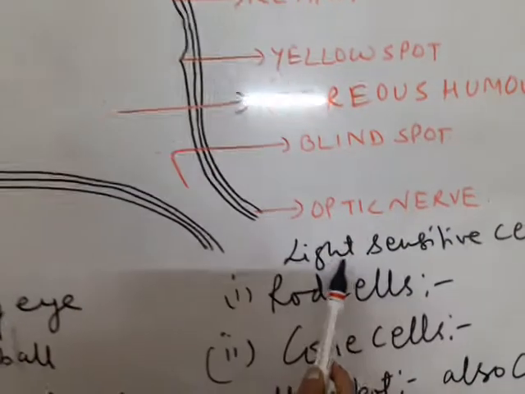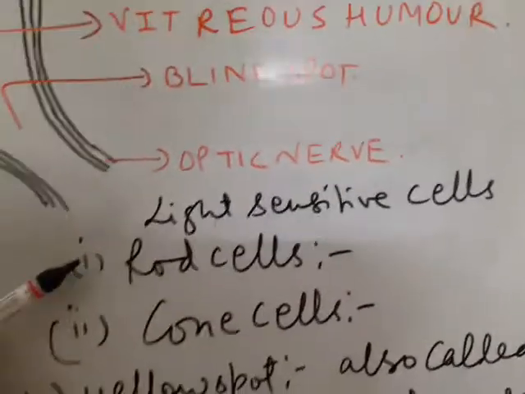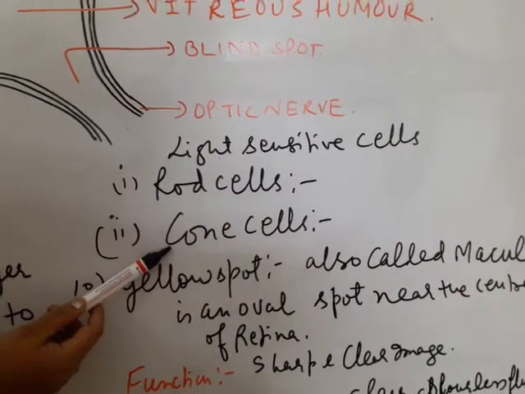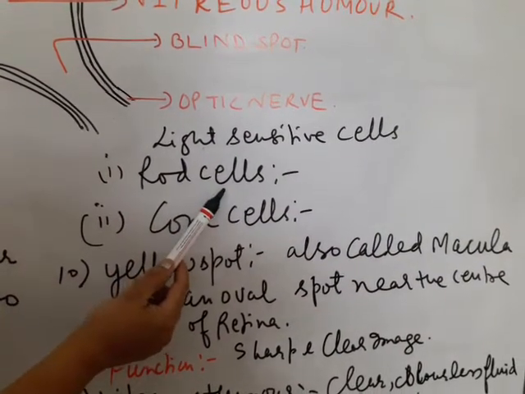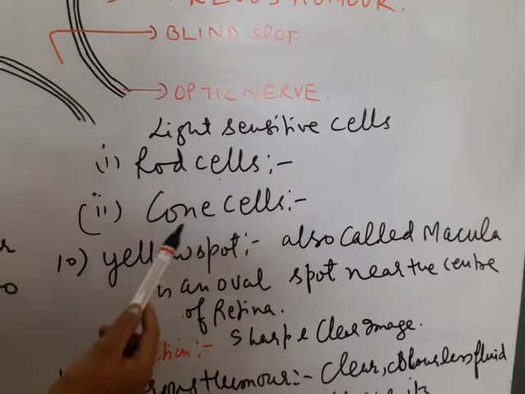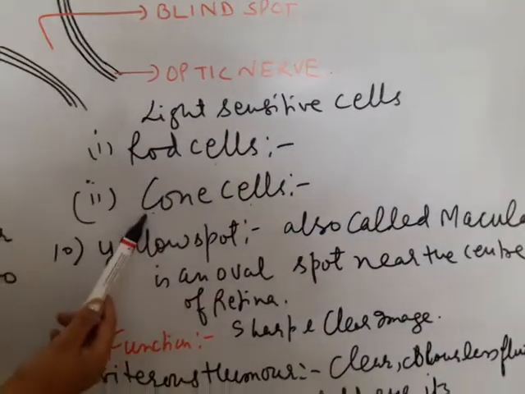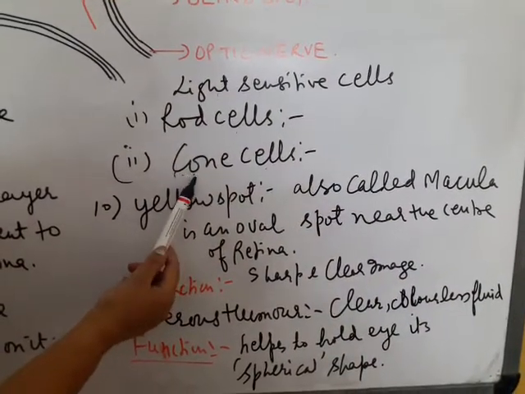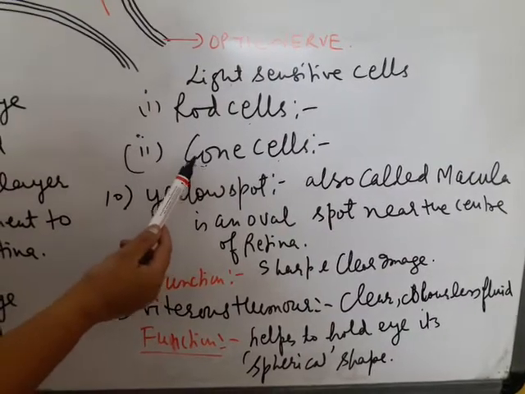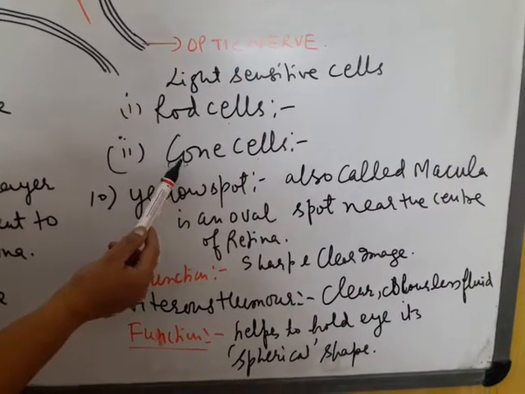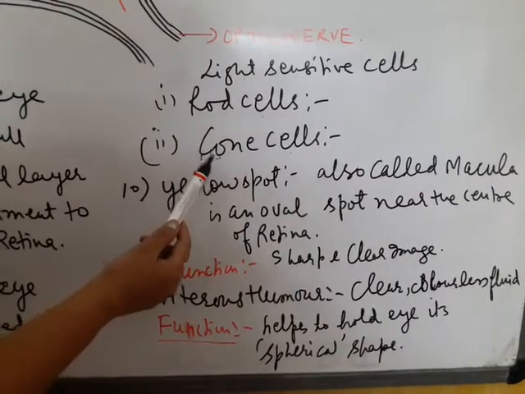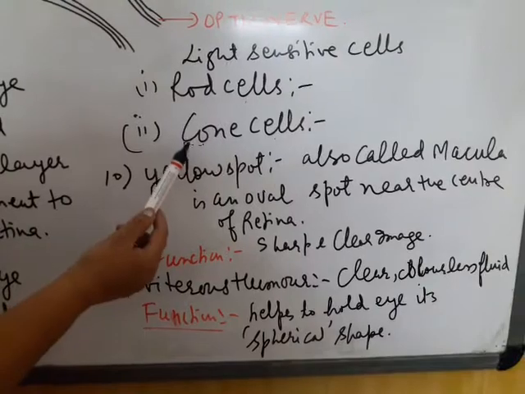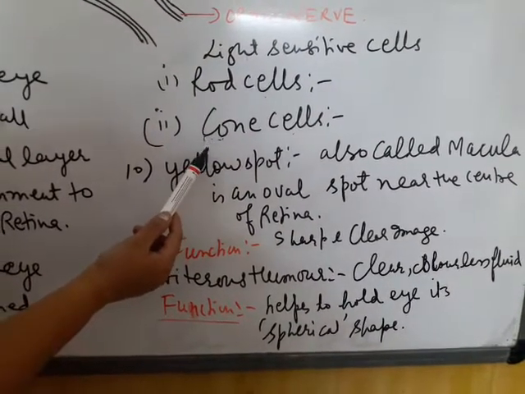Retina contains light sensitive cells. Two types of light sensitive cells are present on the retina, rod cells and cone cells. Rod cells respond to the intensity of light, and cone cells, as they start with C, respond to color. So color judgment is done by cone cells. Those people who are color blind lack cone cells in the retina.